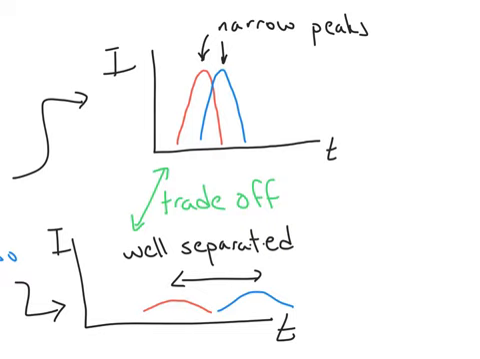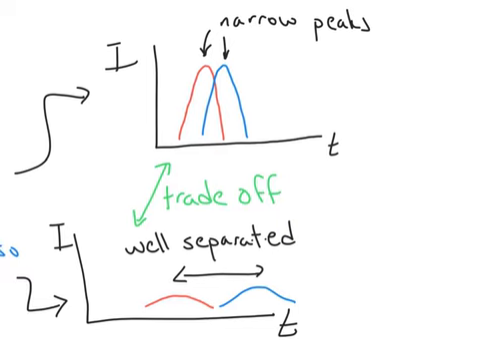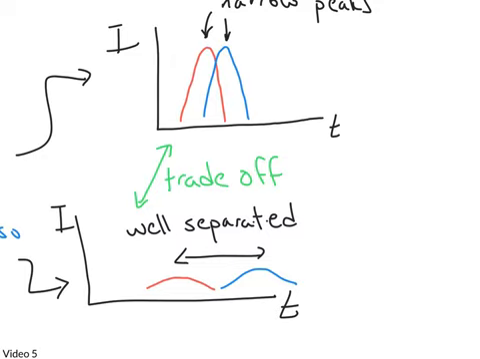when you still have narrow peaks that are tall, or you can wait until you get well-separated peaks, and this is a trade-off that we're going to have to deal with in all parts of chromatography that we look at.